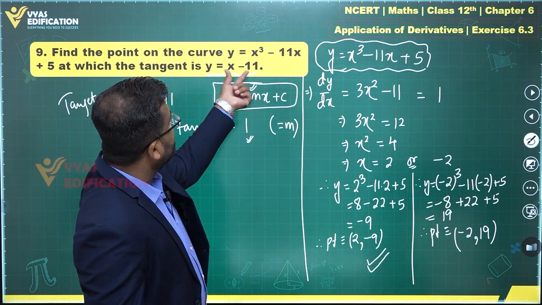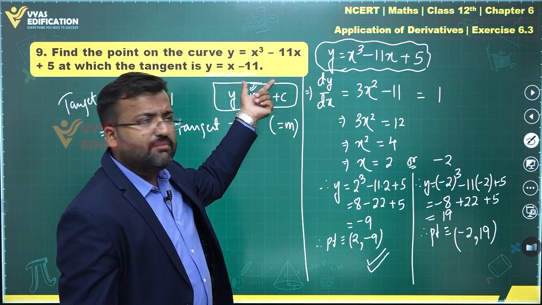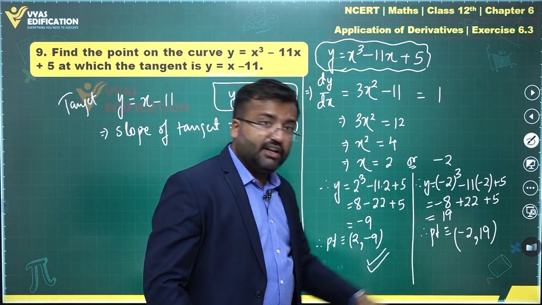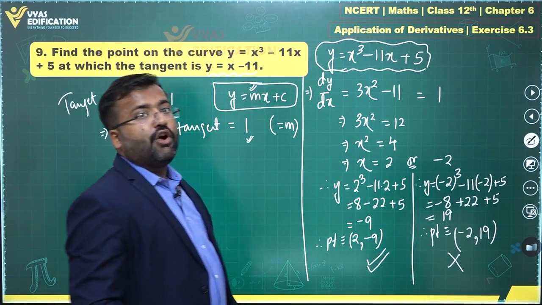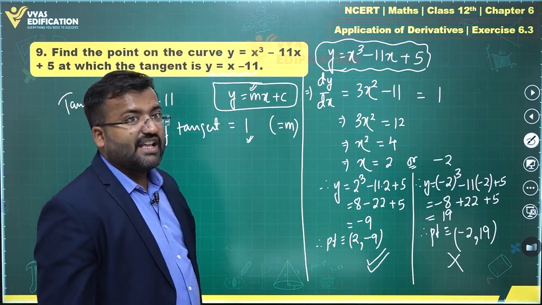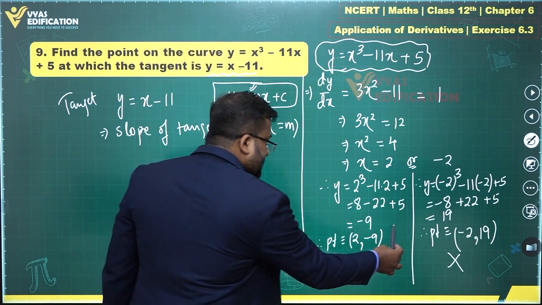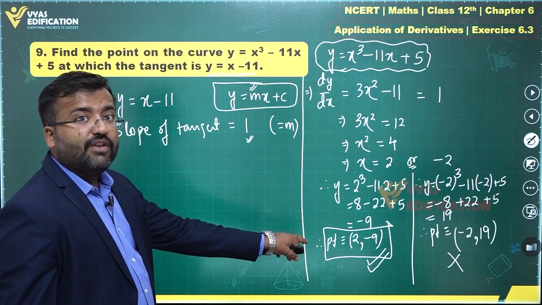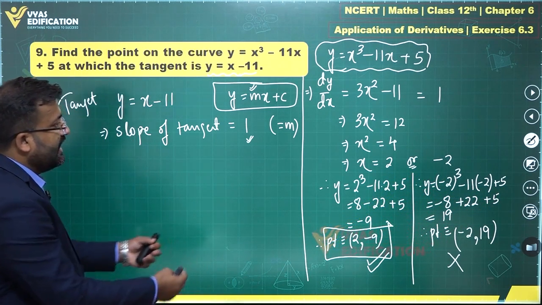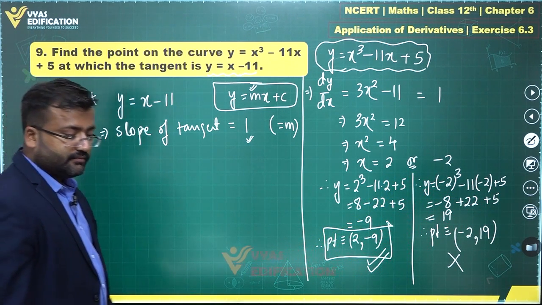What about the next one? For x equals −2, this becomes −13 simply. And is it equal to 19? No, it is not equal to 19. So this is not the required point at which the equation of the tangent is this. The correct answer is this particular point. By checking the equation of the tangent with respect to this point, that's what we get in this question.